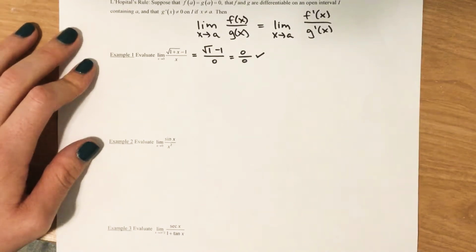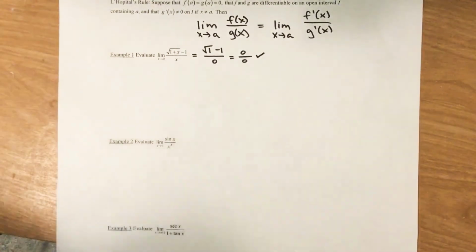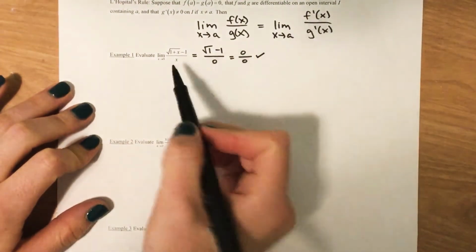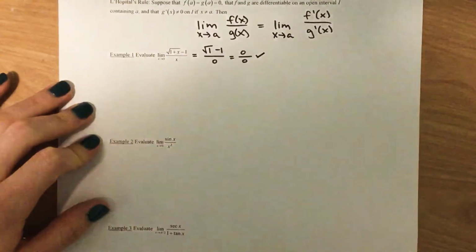You could also do limits at infinity with this, and if you get infinity over infinity, you could use L'Hopital's rule as well. That'll pop up in some of the problems you guys are going to do. So we confirm that we can use L'Hopital's rule, and then we go through and actually do it. You replace the numerator with its derivative, and you replace the denominator with its derivative.